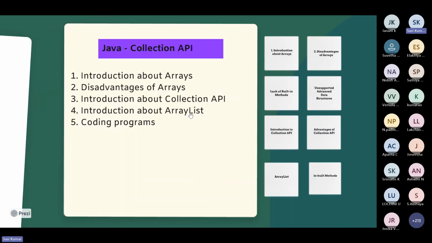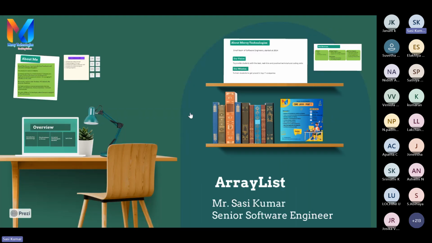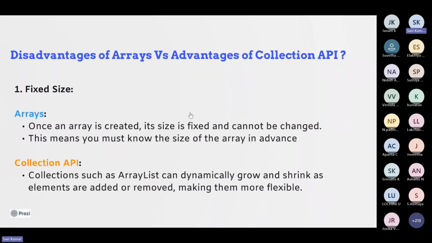Arrays are used to store multiple values, and they can store only homogeneous, similar data types. The main drawback is the fixed size. Once the size is defined in arrays, we cannot increase or decrease it. But with the collection API, that is array list, the size automatically increases when you add more values, and decreases when you remove values.